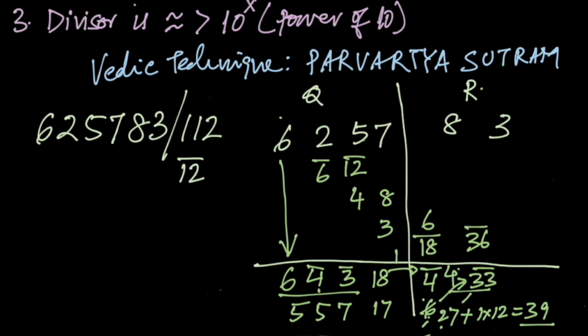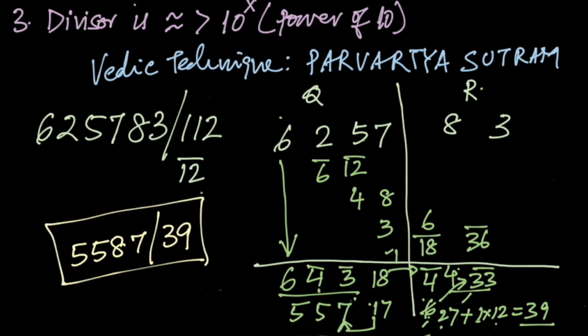39 is less than 112. So the quotient is 5587, because we have to add the 1 of the 18 here to the 7 of 557. So the answer is 5587 quotient and 39 remainder. Let's do one more example.